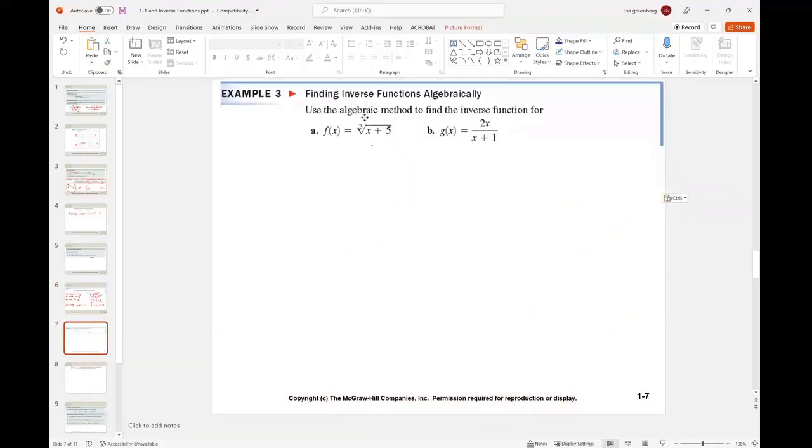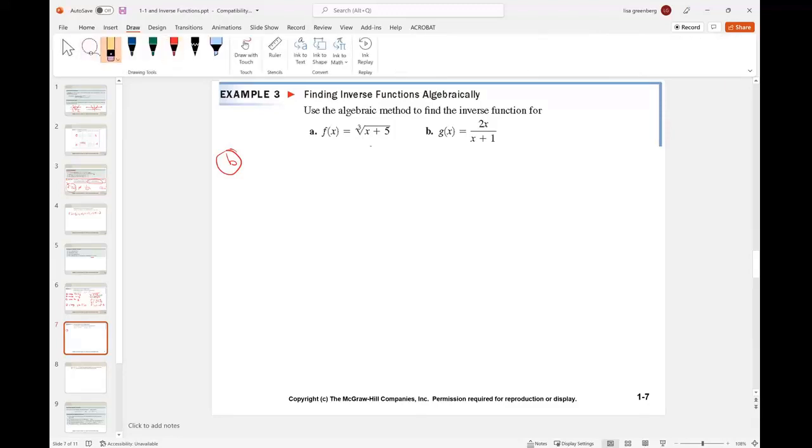Okay, so now we're going to do B. So we're going to do g of x equals 2x over x plus 1. All right, so what's my first step? You change the x to y and the y to x. First, I change g of x. I don't have a y. I change the g of x to a y. And then I do what you said, which is exchange x and y. So I have x equals 2y over y plus 1, right?